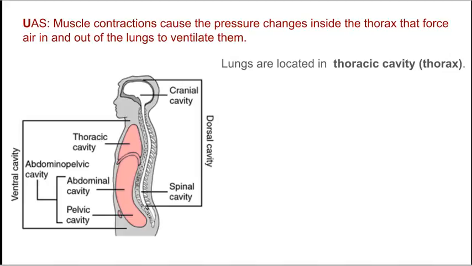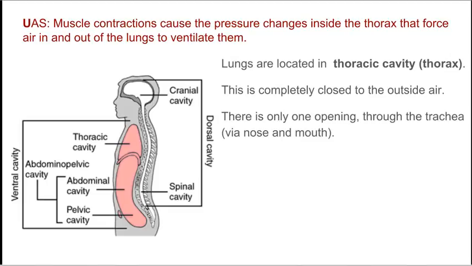Lungs are located in the thoracic cavity, also known as the thorax. And this is the way it's referred to in the understanding above, the thorax. This area is completely closed off or sealed from the outside environment, the outside air. There is only one opening into the thorax, which is through the trachea via the nose and the mouth. So this is the only connection between the outside environment all around us and the inside environment of our lungs, through the nose and through the mouth.